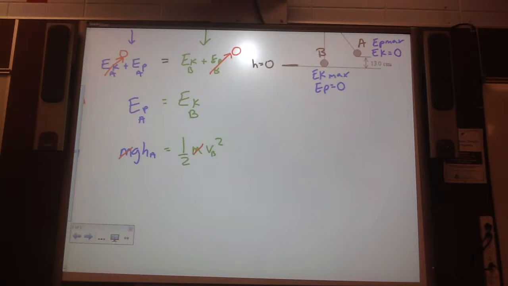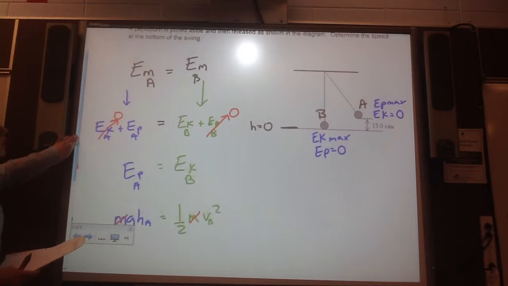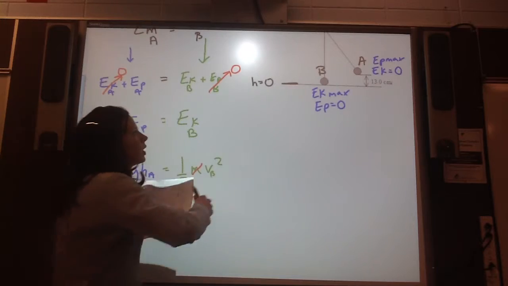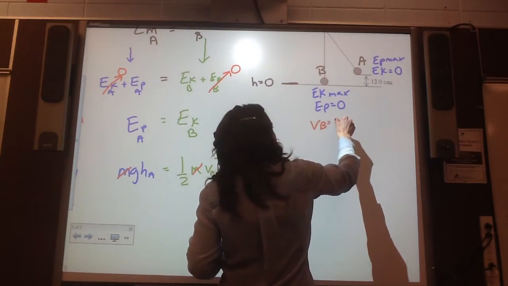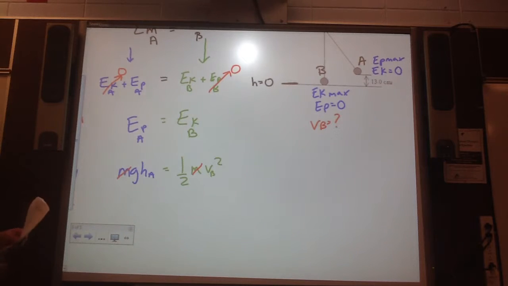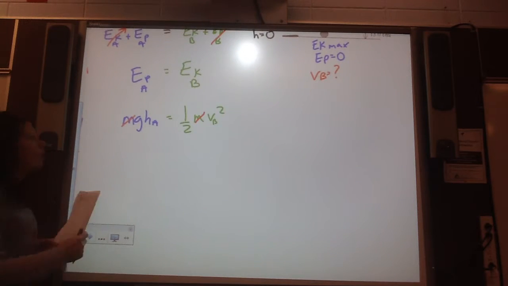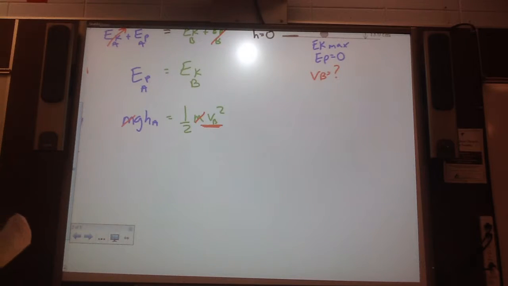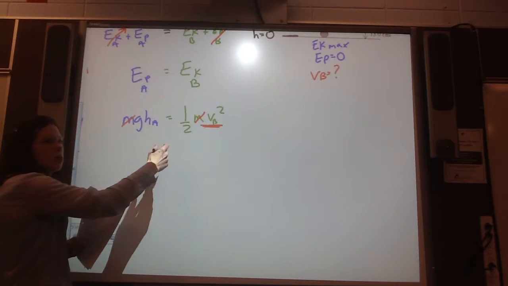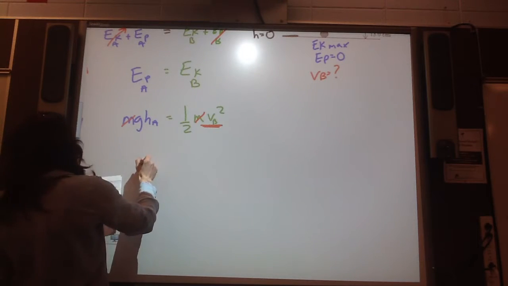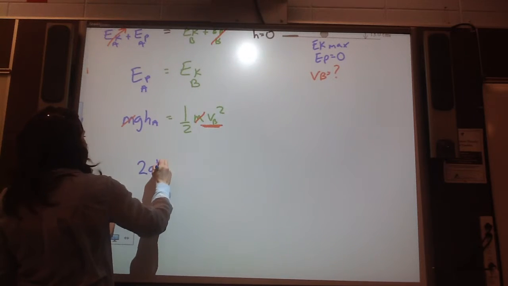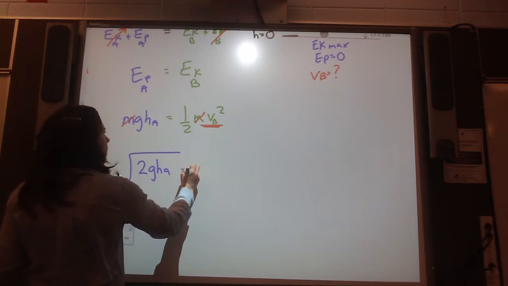And what I'm looking for, what was my whole question even about? What's my question? The speed at the bottom of the swing. So I'm looking for vB. That's my actual question. So I'm going to rearrange to solve for vB right here. So vB is multiplied by a half, so I times by 2. So I have 2ghA, and I square root that to get vB.